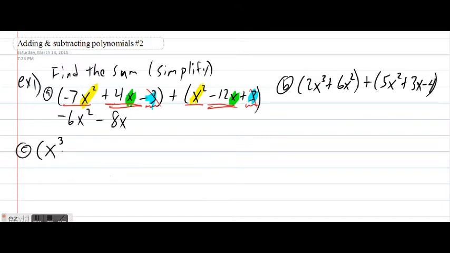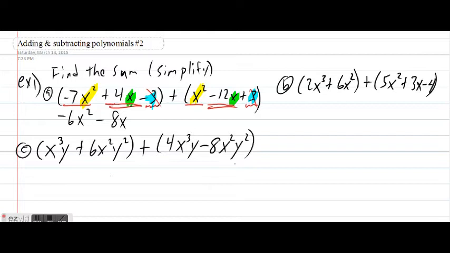x to the third y, that's one monomial, remember, plus 6x squared y squared, plus 4x to the third y minus 8x squared y squared. See what you can do with this one, and then one last one.